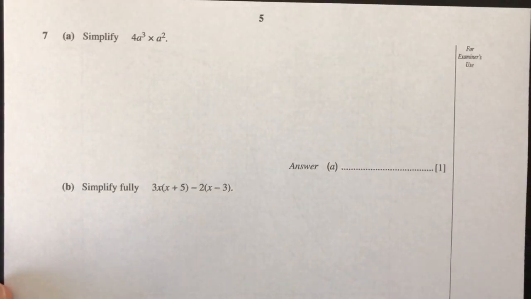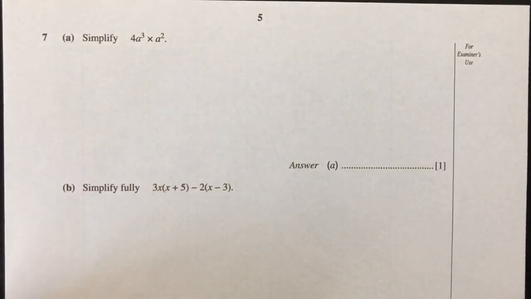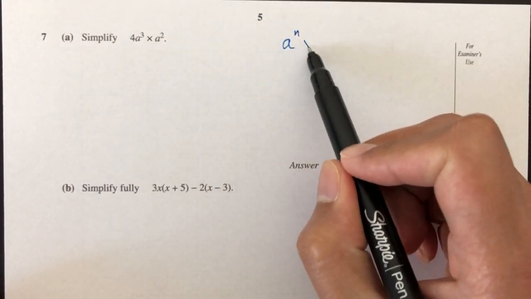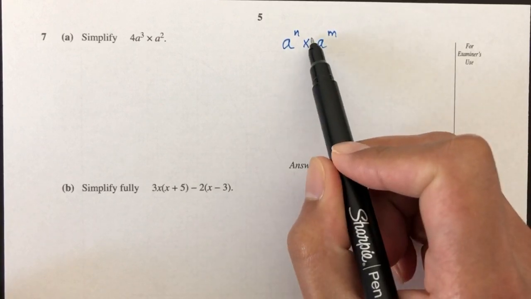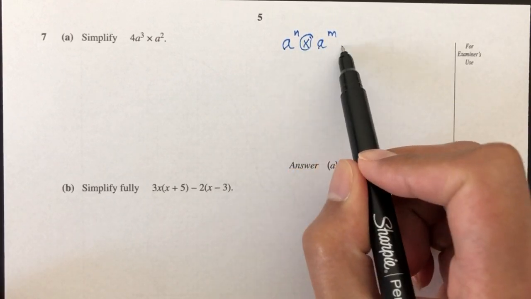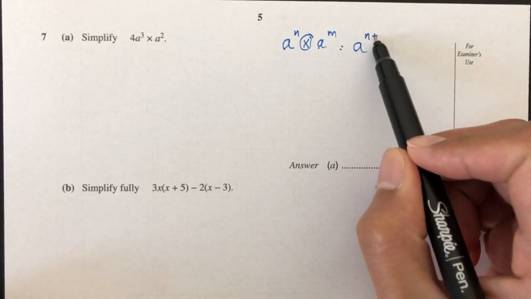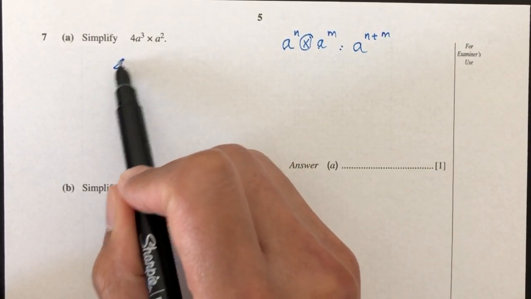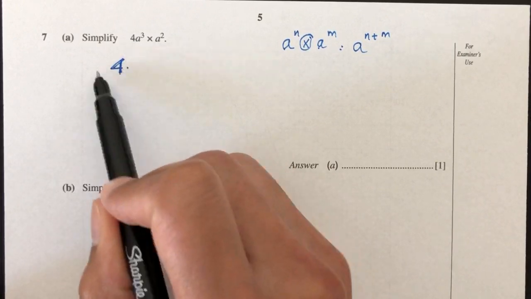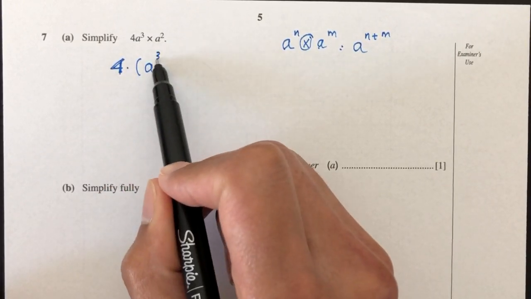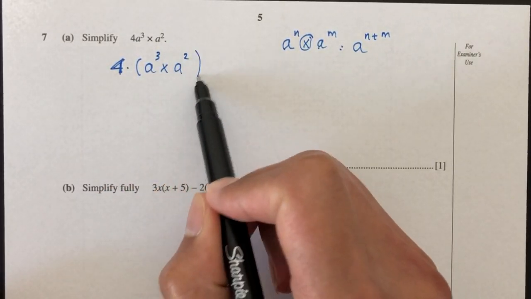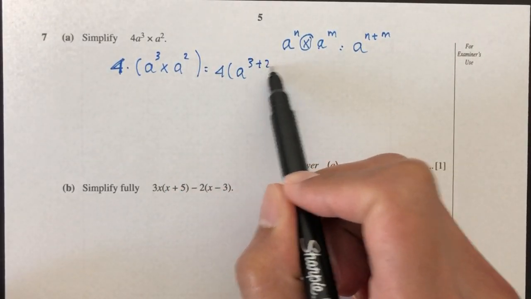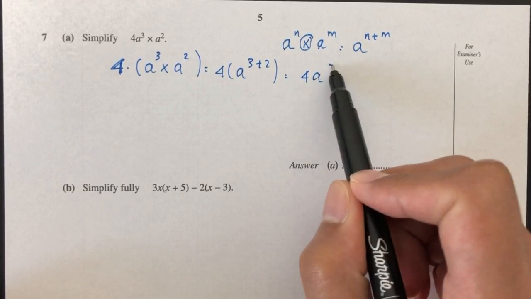Now question number 7, simplify this. As you know, if you have the same base, let's say a^n times a^m, if it is multiplication and we have the same base of a, it is a^(n+m). So same thing here, as you can see, 4 is just a constant multiple. We can keep this outside. We can just do 8 times this 2. It will be a^(3+2), which is 4a^5.